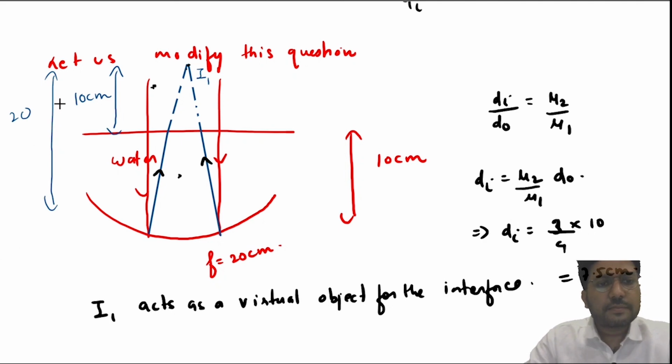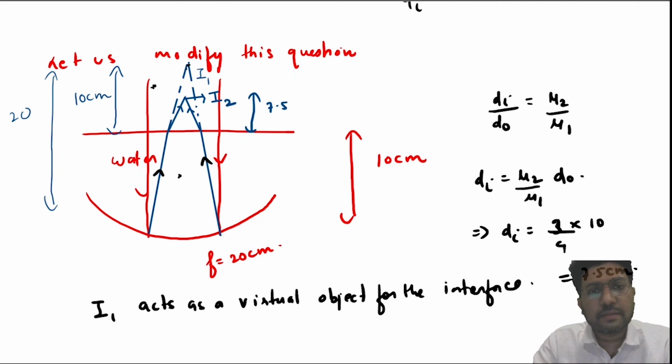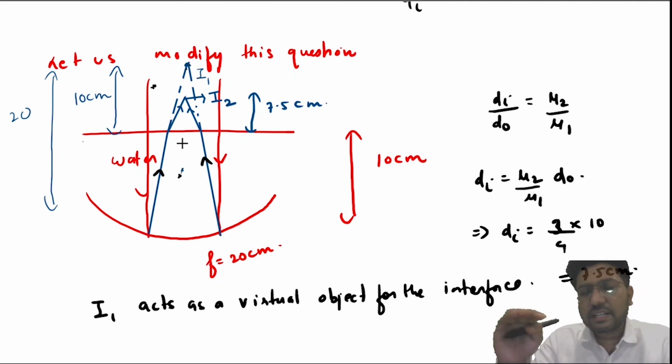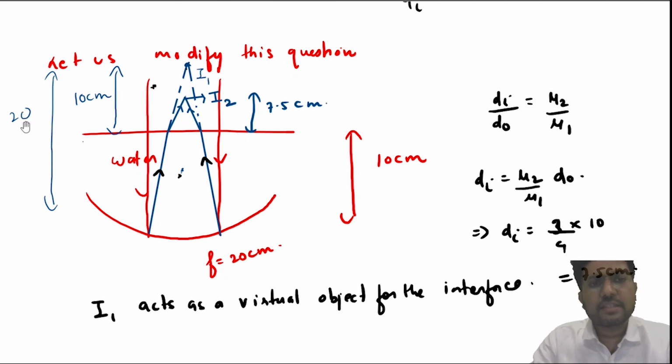That means that it will bend like this and the final image will be this one. So this light wanted to meet here, but it will actually meet here. So this will be the final image I2, right? And this distance will be 7.5 centimeter from the interface. I have told you that object and image for an interface is always on the same side of the interface. See, this is the object and this is the image on the same side of the interface. If object is here, image cannot be here. Object and image will always lie on the same side of interface for a plane surface, right?